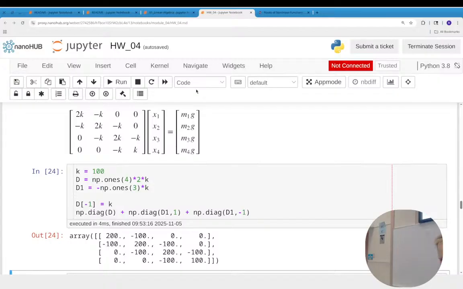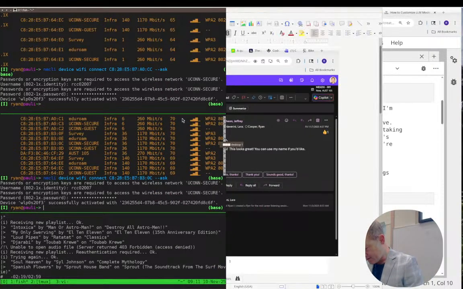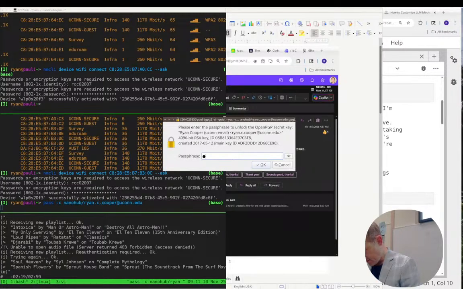Keyboard was not working this morning. Not that I was on time to begin with, running late, but it didn't help. And then probably need to sign back into NanoHub.